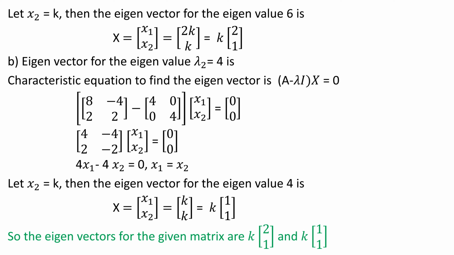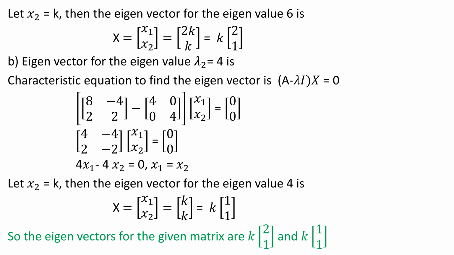Now let us find the eigenvector for the eigenvalue lambda 2 is equal to 4. The characteristic equation to find the eigenvector is (A minus lambda I) into x is equal to 0. Here A is the given matrix, lambda is the eigenvalue, I is the unit matrix, that is [1, 0; 0, 1], and x is nothing but the required eigenvector. So substitute A is [8, -4; 2, 2] minus 4 into [1, 0; 0, 1], which is [4, 0; 0, 4], into [x1; x2], the required eigenvector, is equal to [0; 0].